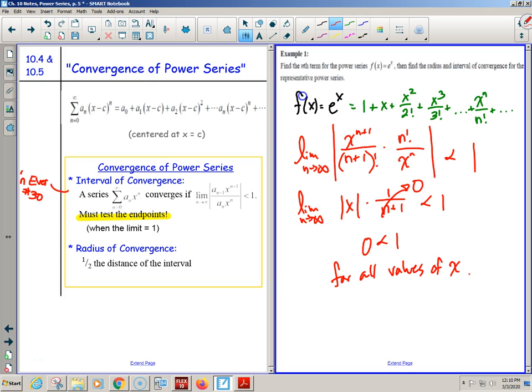So why, in your Endeavor card, did it say that e to the x is equal to the Taylor series for all values of x? Because it doesn't matter the values of x. The limit will always be 0, and therefore, this series will always converge. The infinite series will always converge to e to the x.